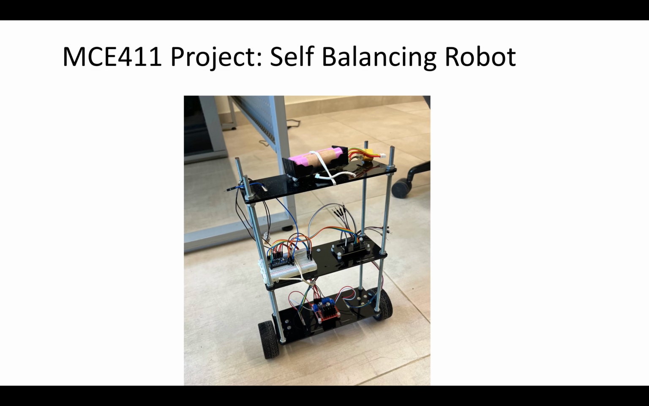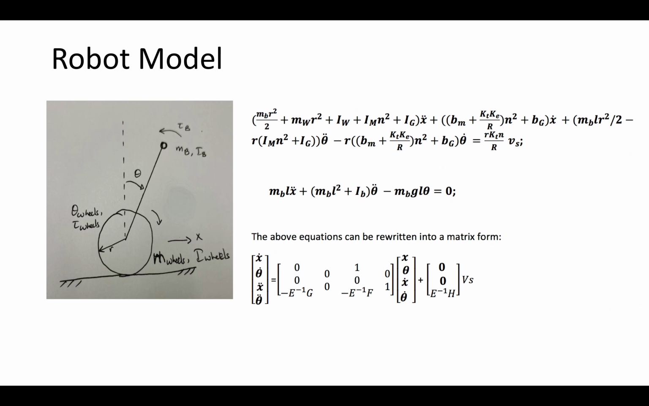Hello. Throughout this presentation, we are going to present our term project, which is a self-balancing robot that balances itself while rolling off the ground. Now, in this slide, we can see the robot mathematical model which we derived, and on the left, we can see the figure of the free body diagram of the robot. And below, we can see the state space model of the robot.